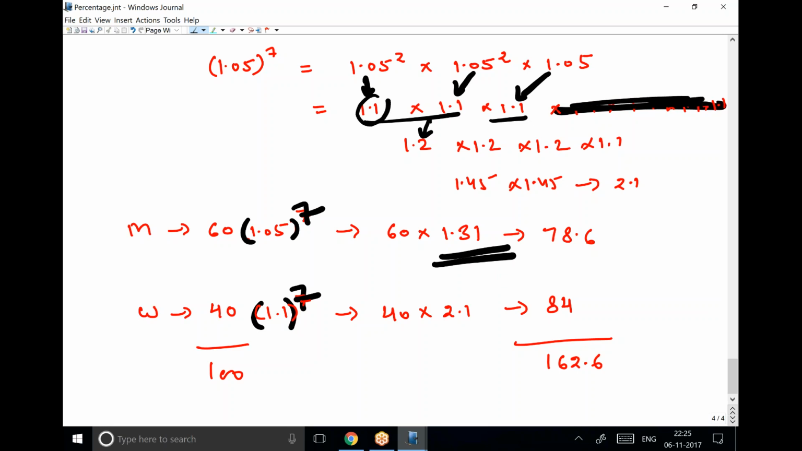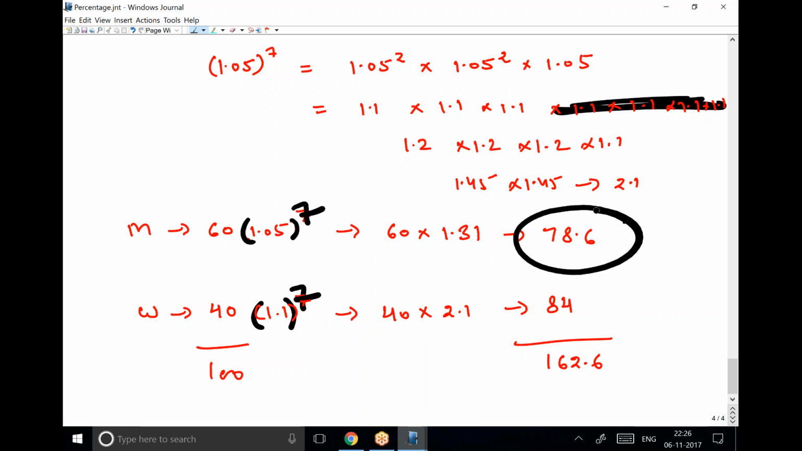So that's how it comes out to 1.31, right? So this is 1.1 from here, 1.1 from here, this is approximately 1.1. So if you multiply it, it comes out to be 1.2 into 1.1. So 1.2 into 1.1 comes out to be 1.31, right? So we can say it is 1.31. So we can multiply 1.31 and get the answer 78.6.